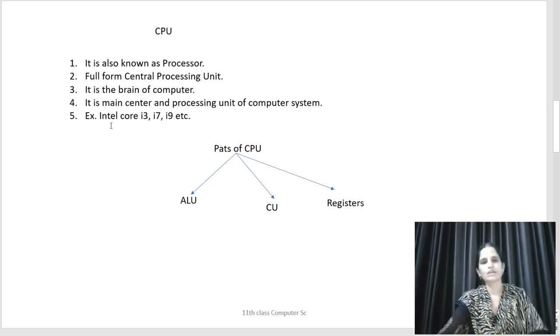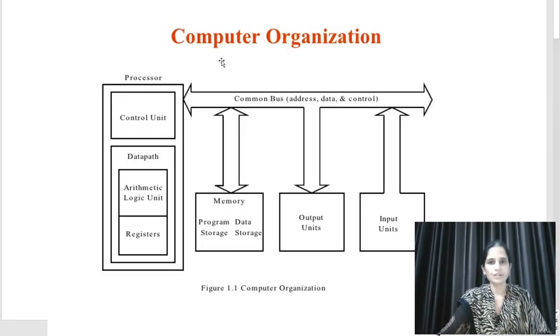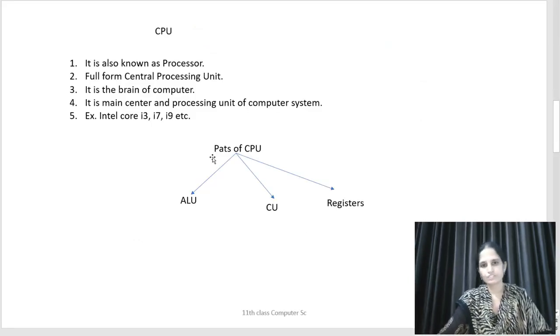So many processors are there. For example, Intel Core i3, Intel i7, and the latest is Intel i9, etc. So the main computer organization is input unit, output unit, and memory unit. We can discuss that later. And this is your CPU. We can also say that this is your processor. And there are three main parts of your CPU. One is your control unit, second is your arithmetic unit, and third one is your register. Now we will discuss them in detail. One is your ALU, second is your CU, and third one is your register.